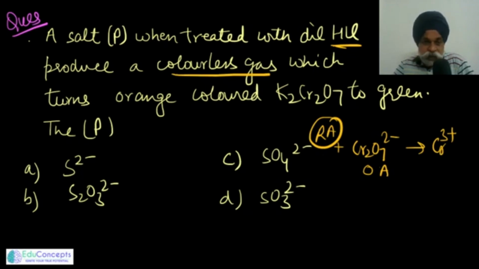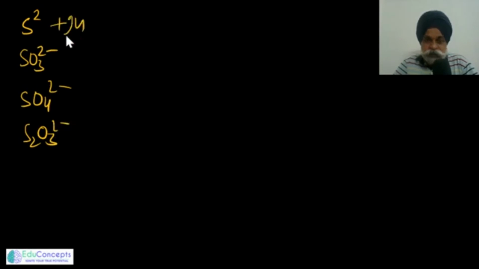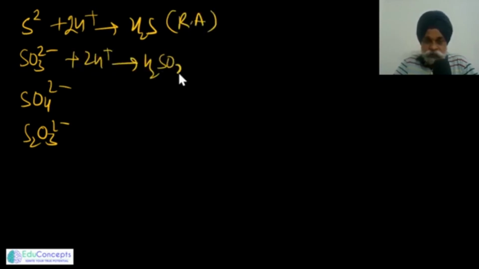So here the point is, what are the options available? Almost all the oxyions of sulfur and the sulfide ion: sulfide, sulfite, sulfate and thiosulfate. If you add H positive into it, this gives you H2S, which can act as a reducing agent, and this on H positive gives you H2SO3 and then produces SO2.